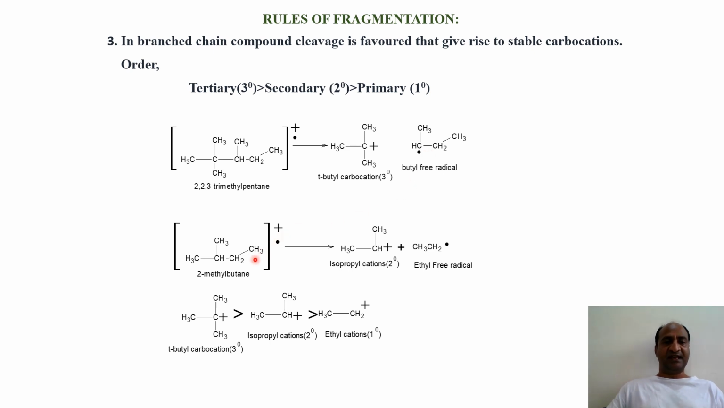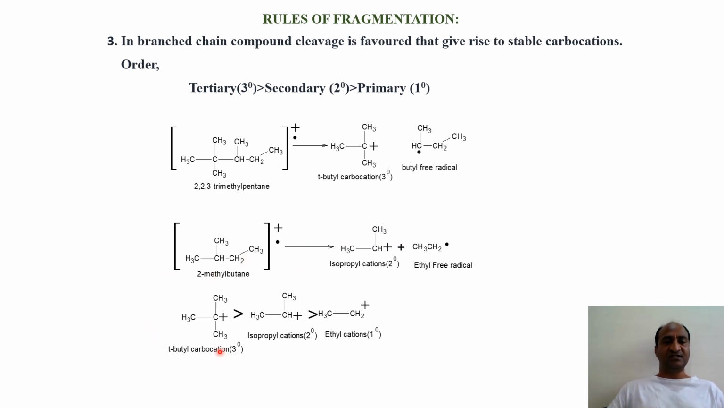And another structure, that is a 2-methyl butane. So whenever cleavage is there, cleavage is from this position. So when from this position cleavage is taking place, this isopropyl cation possesses a positive charge, not an ethyl cation. Ethyl becomes a free radical because ethyl is a primary, while the isopropyl is a secondary because there is a 2-methyl electron donating group. This positive charge stability will be increased. So this is how you should know the stability of carbocation.